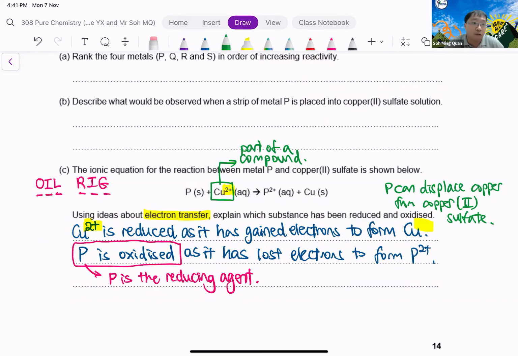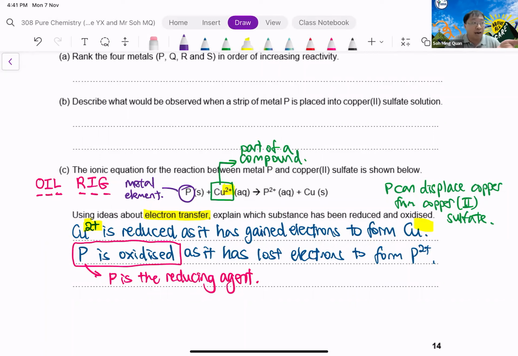Cu2 plus is part of the compound. It is part of copper 2 sulfate. Whereas when it has no charge like that, it's a metal element. And that's why we can say metal P displaces copper from its compound, because we know that Cu2 plus is part of the compound. All right, it's very important because you need to recognize from the ionic equations like these, very often, what is the compound.